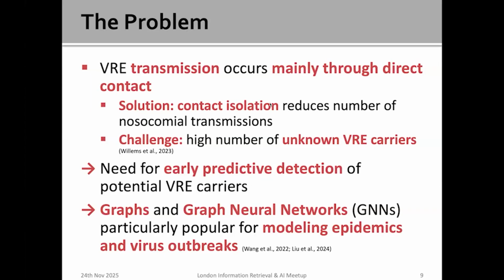What we can use to model all of that setup are graphs and graph neural networks, because they are frequently applied in these epidemic domains and virus outbreak modeling domains. So, for example, also for COVID-19 modeling, they used such approaches.